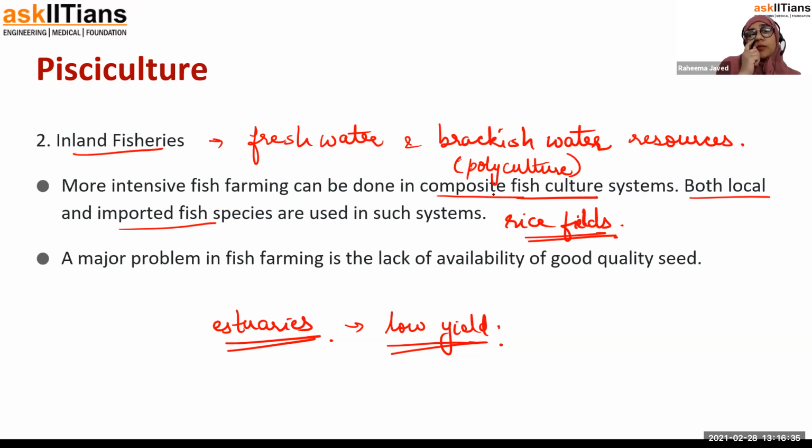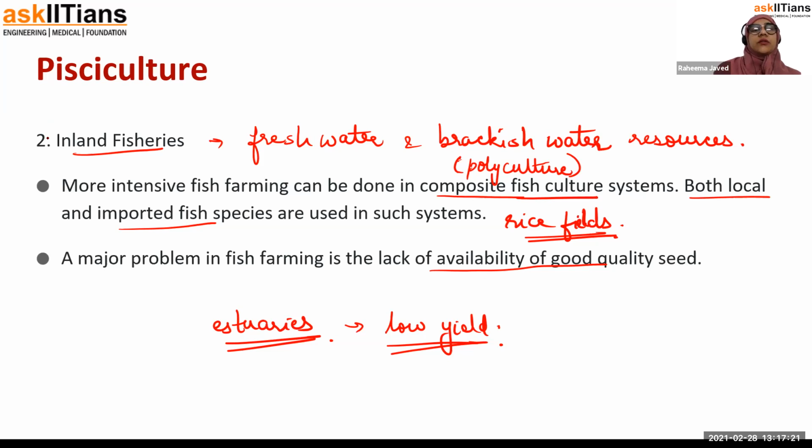But the problem here is the lack of availability of good quality seed. Even if we are bringing the fishes from the wild, there is a possibility that they can be mixed with different types of species. So what we can do is farm them, grow them in the fish culture systems, and in this way it will make sure that the seed is of that particular fish. That means it is pure and of good quality. So there is a problem, but it can be solved.